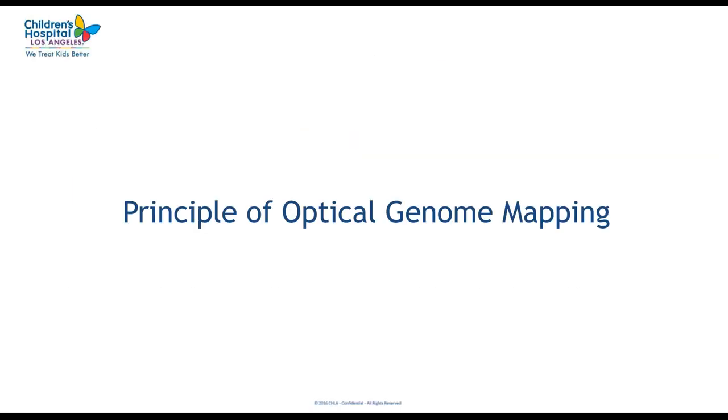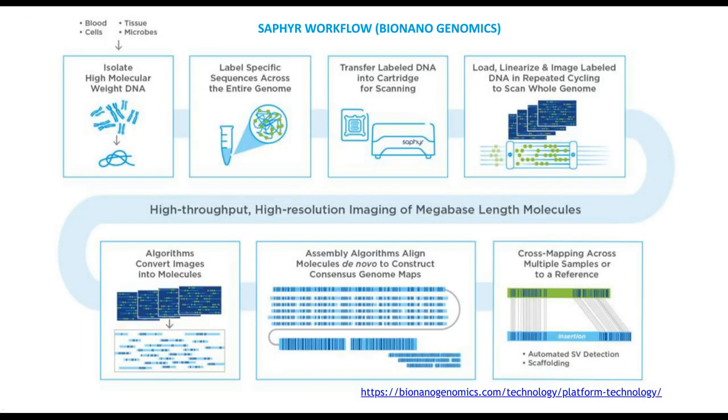So what is the principle of optical genome mapping? This slide is showing the workflow and principle of this technology. Starting from the top left corner, you first isolate high molecular weight DNA from a fresh sample. And the first step is to label DNA at short sequences using fluorescent markers. Then the molecules are loaded on the instrument, which will unbind and linearize those DNA molecules so that the labeling pattern can be visualized and imaged.